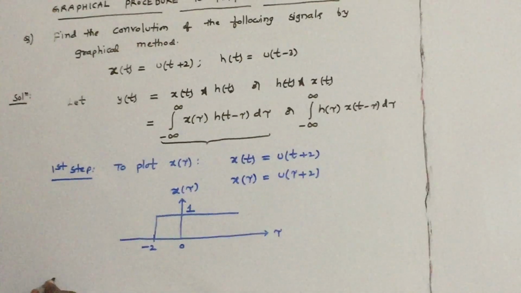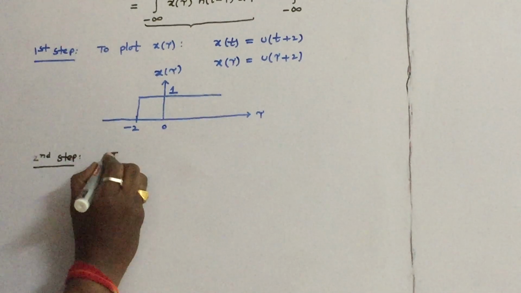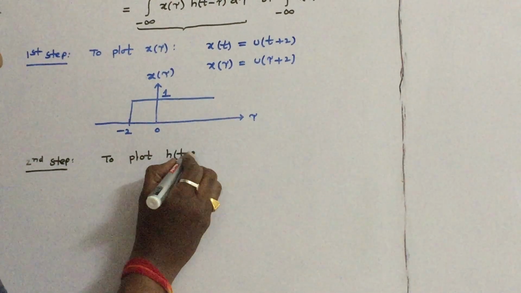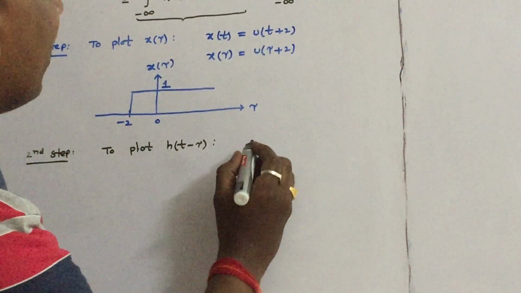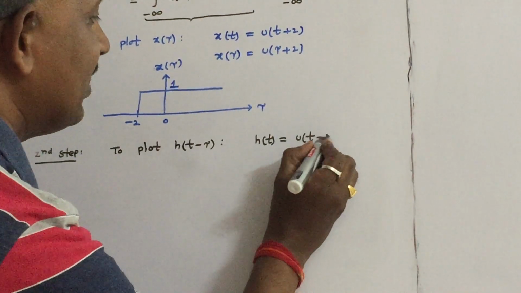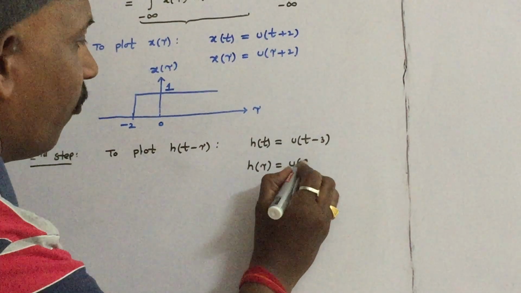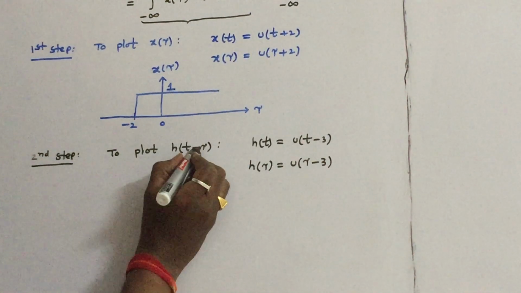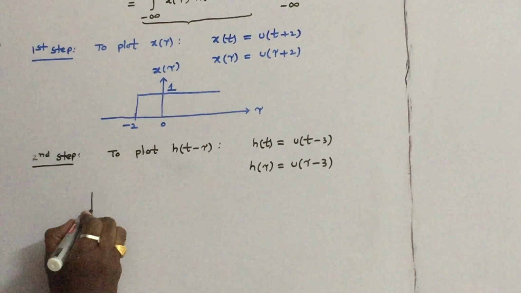Now what is the second step? The second step is to plot h of t minus tau. What is h of t? H of t is given as u of t minus 3. So what is h of tau? H of tau is equal to u of tau minus 3. First plot h of tau, then h of minus tau, and then h of t minus tau. So that is what we have to do.